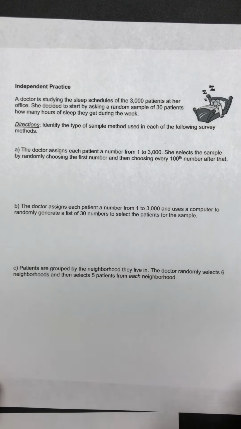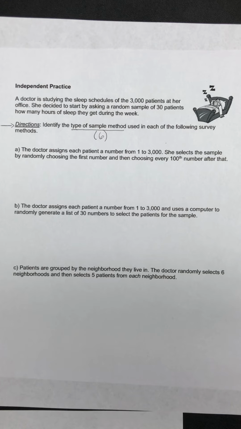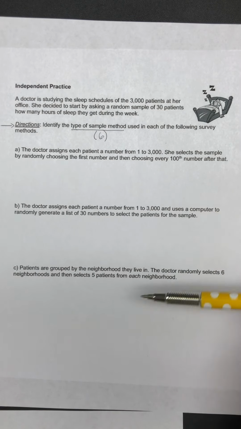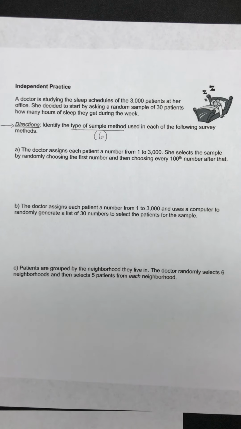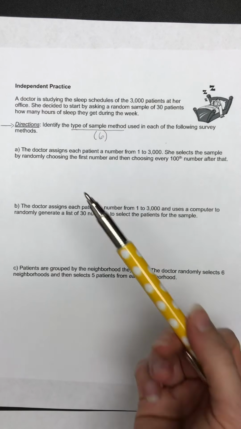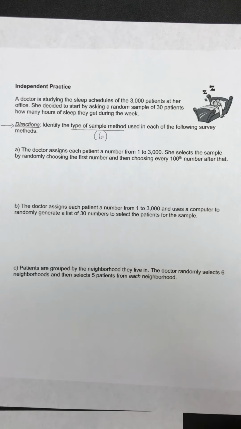Okay, here are the directions. This is what I'm asking you to do for each one. Identify the type of sample method. Okay, there are 6 types of sampling methods. You have to choose one of those used in each of the following survey methods. So let's just say the doctor tries to choose one of these different ways that she can do it. So the doctor may look at one of these 3 methods. You are supposed to tell me which type of sample method is used.